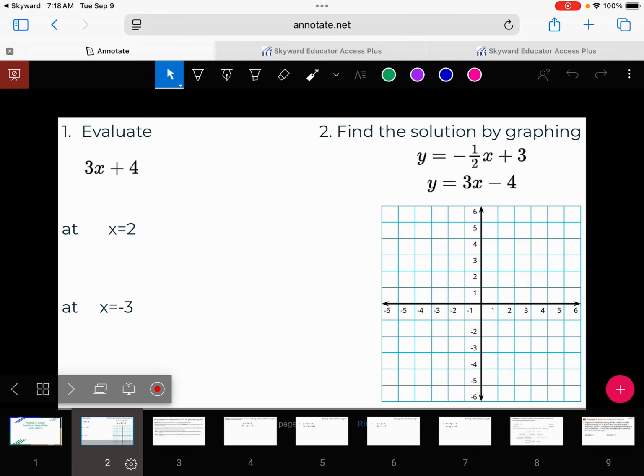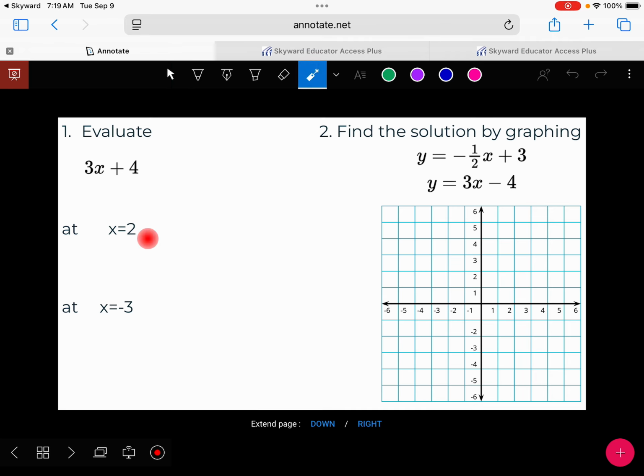Well, let's do this. Let's try this. There it is. All right, so looking at this first one, old school. What the heck do I do to evaluate this if I know this?